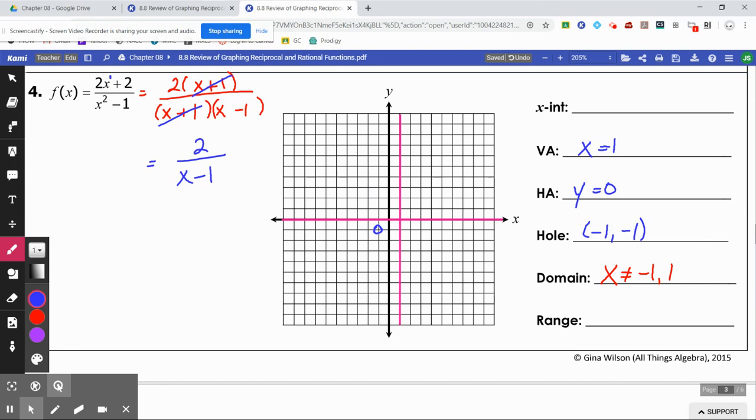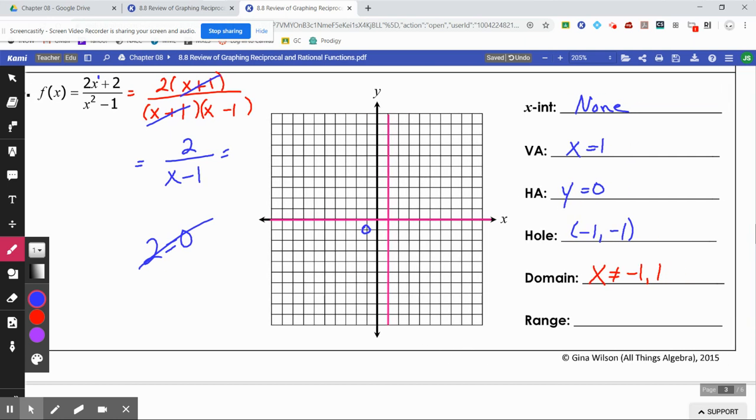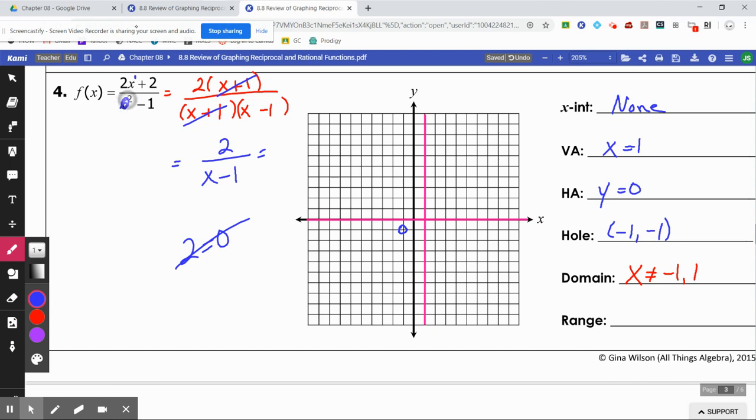X-intercepts: you can set the top equal to 0 to find the x-intercept, and since 2 can never equal 0, there will not be an x-intercept, because the horizontal asymptote is on the x-axis. Again, you can find a y-intercept by plugging in 0 for all the x's, so this goes away, and that gives you -2 if you'd like to go ahead and plot it as a y-intercept.